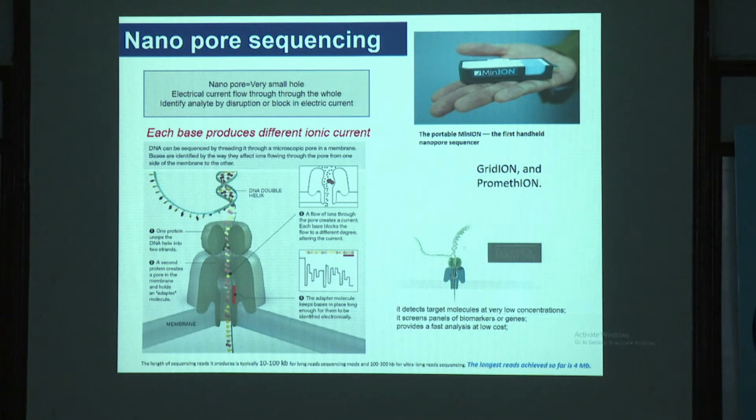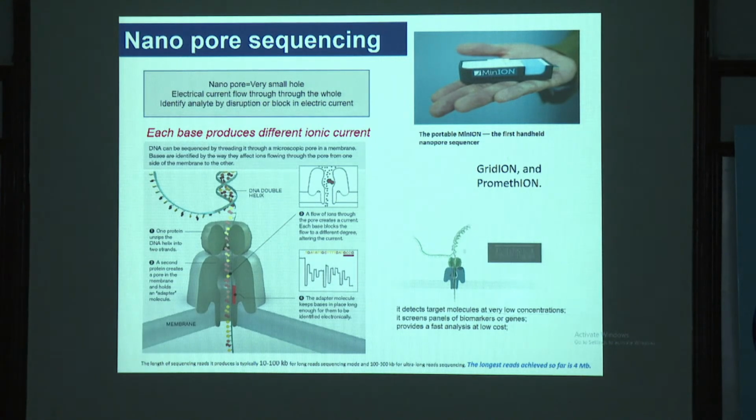As the name indicates, nanopore sequencing means the DNA which you want to sequence has to pass through a pore. The reason it is called nanopore sequencing is that the size of the pore is in nanometers, roughly 100 to 200 nanometers, through which the DNA will be passed. So what happens here? Two proteins are there. One protein unwinds the DNA helix so that only one strand can pass, and the second protein creates the pore in the membrane.